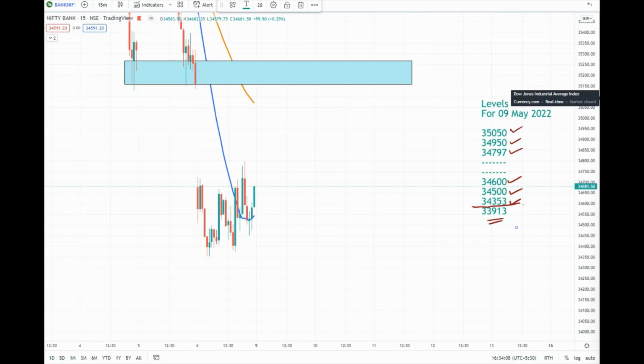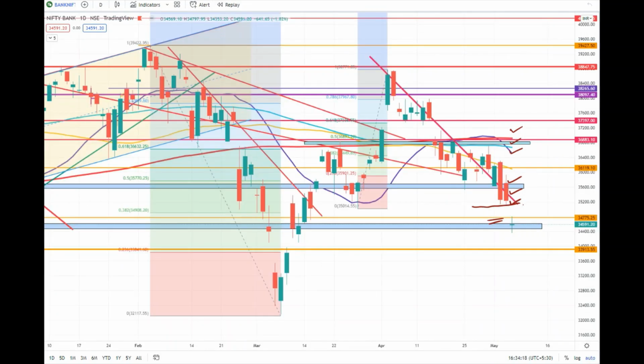Considering that the market has moved violently, you can see that there are so many red lines, and this trend line is being respected. The only violation is these three lines, so the sentiment is negative. You have already seen this level, so the level to look for is exactly 33,913, 900 to 913, and below which you may see Bank Nifty testing 32,120 levels.